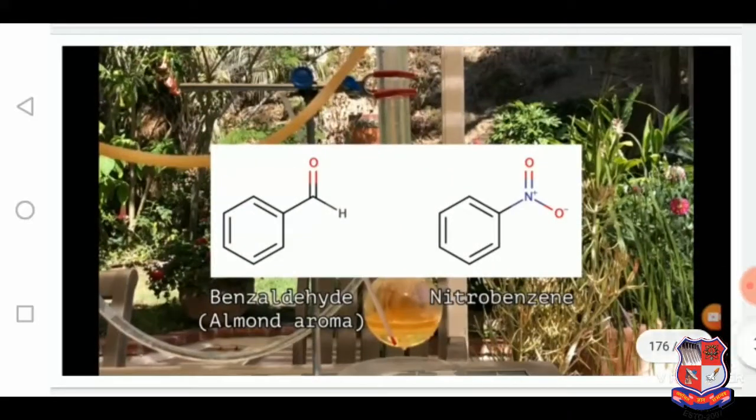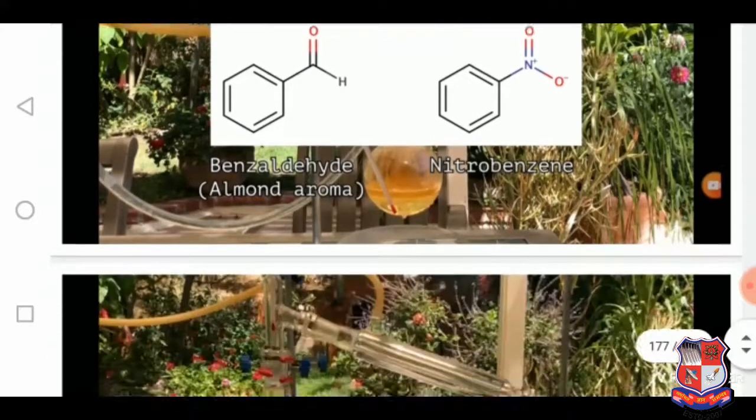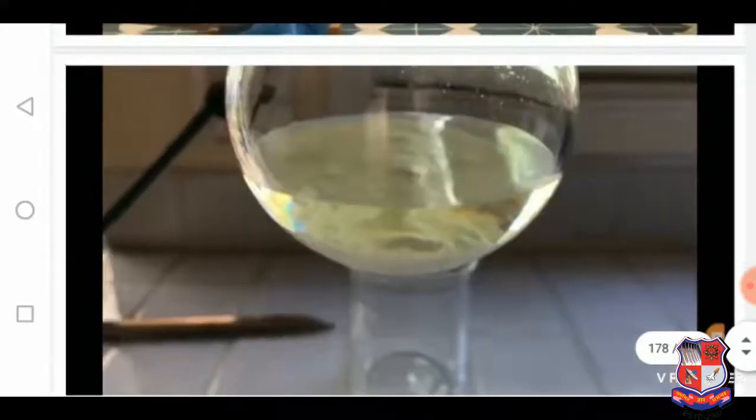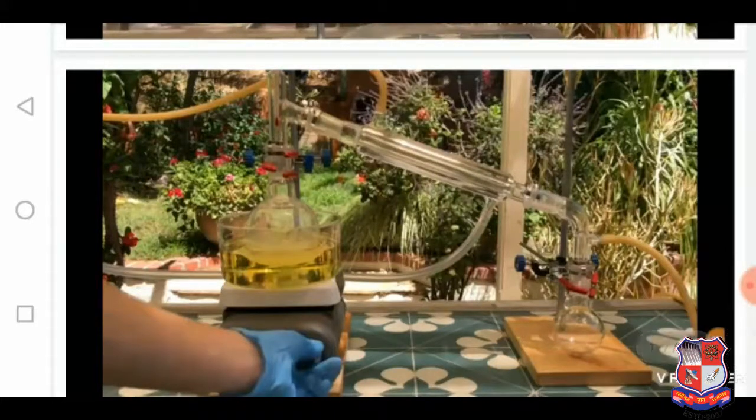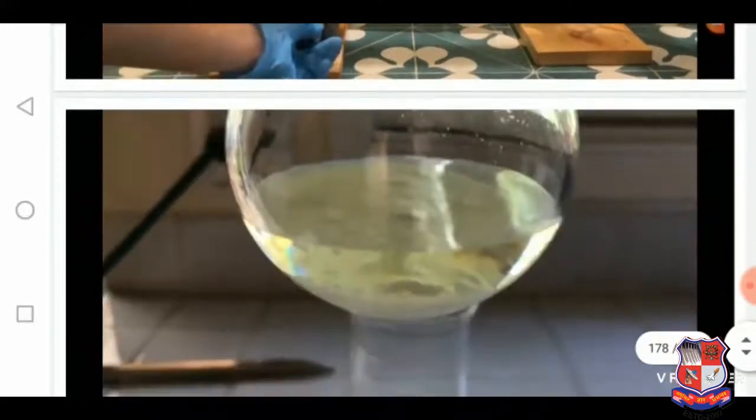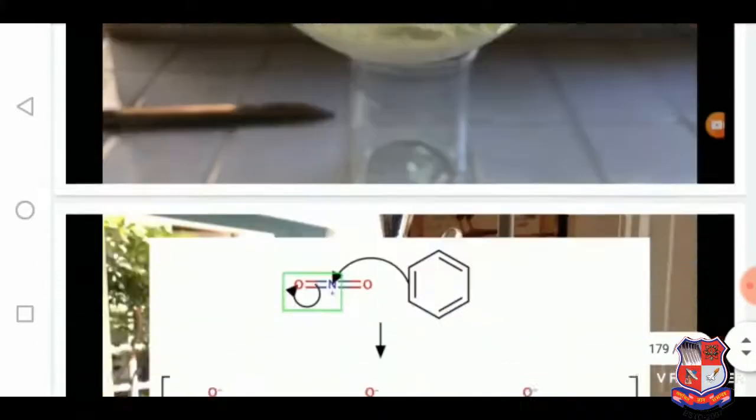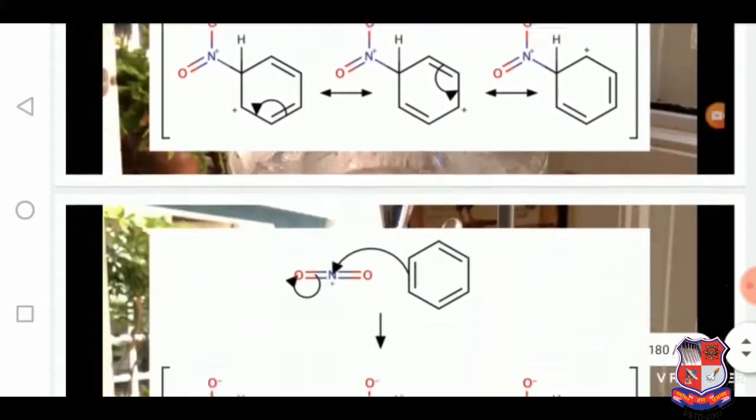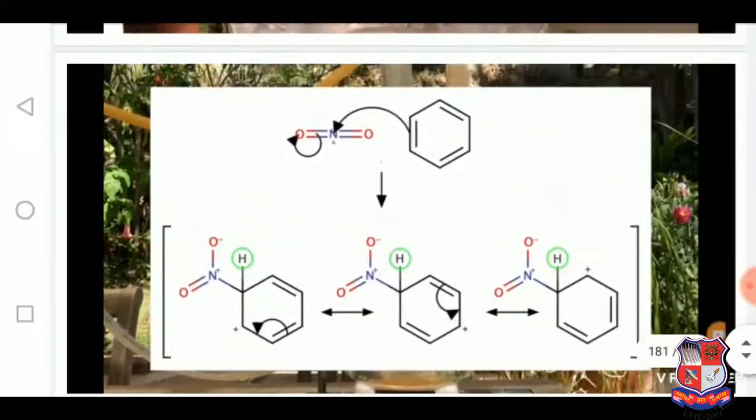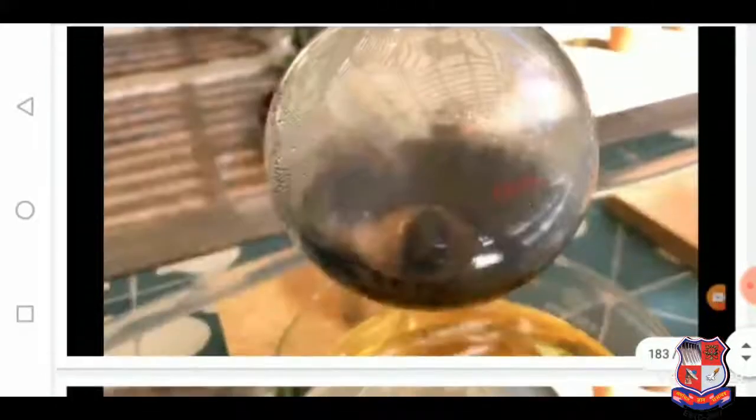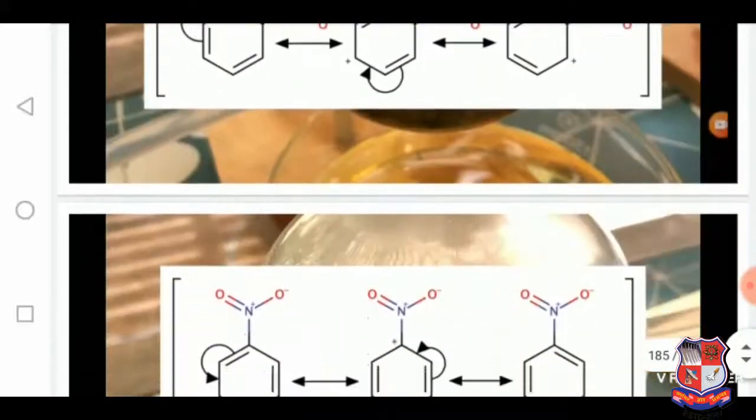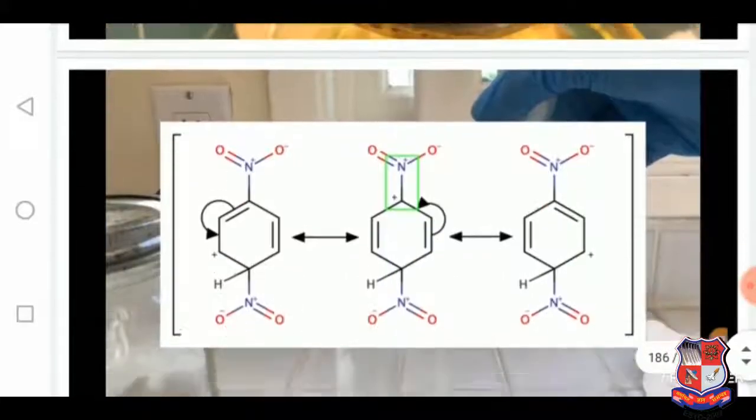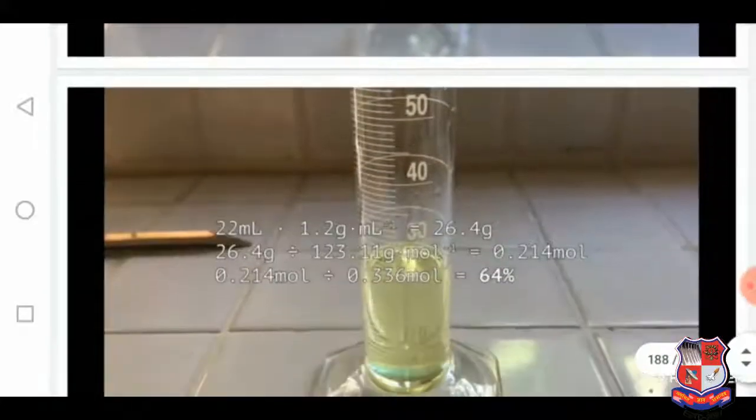And here one thing to note, benzaldehyde has an almond-like aroma, which is very crucial. And after the end of that, with the use of redistillation, we will get the product nitrobenzene. This is the reaction mechanism. We can also obtain dinitrobenzene in meta and para positions. So these are the impurities for nitrobenzene.